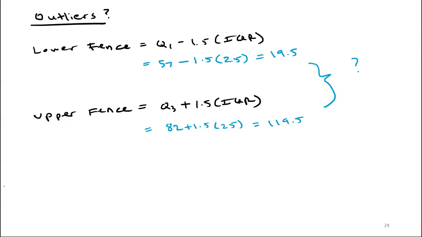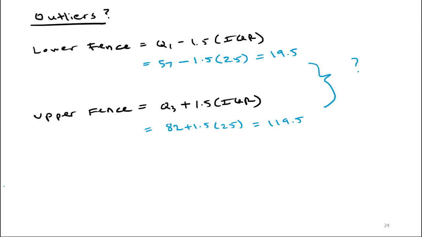So again, let me repeat that one more time. What do these numbers mean? 19.5 means that's the lowest number that we can go in our data, and it will not be considered an outlier. Anything below 19.5 will be an outlier. And so it is with the upper fence. The highest number we can go that's not going to be considered an outlier is 119.5. Once we pass that, any numbers above that are going to be outliers.